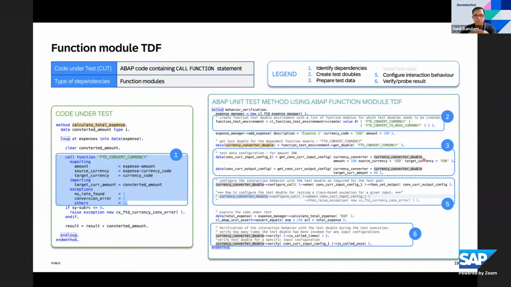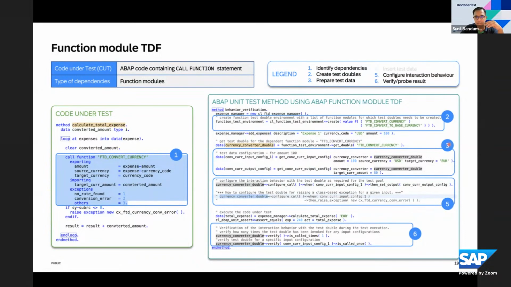So that means you would also need to provide this test data for this call function. In this case, the test data is like input config and output config. So given a particular input, I want to return this kind of an output. That's how I configure the interaction behavior between this source code and the function module double that we create.